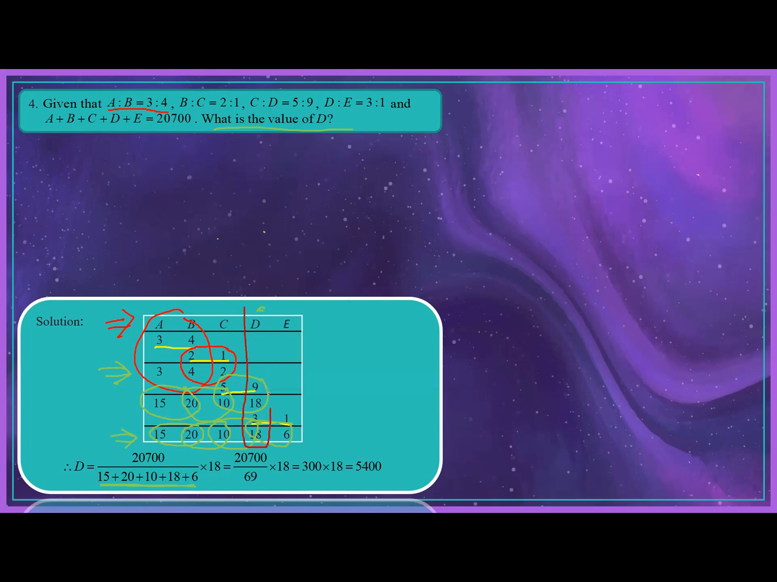D is 18. Okay, this one. So you have D as 18. But if we want to find the value of A, you multiply this by A also, which is 15. Okay. So simplifying, you'll get 5,400.